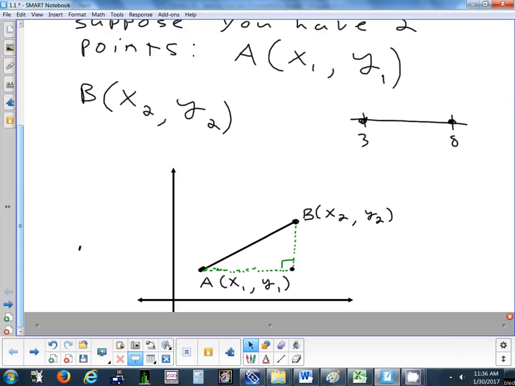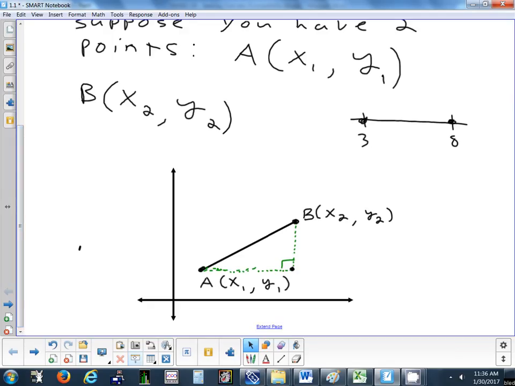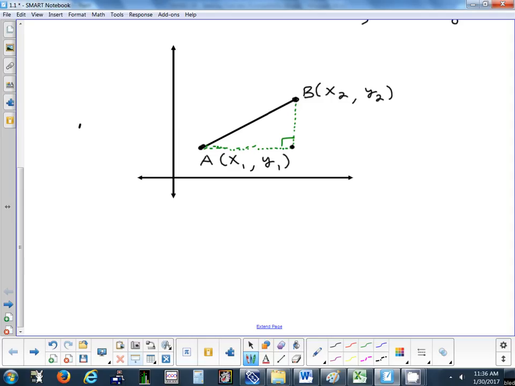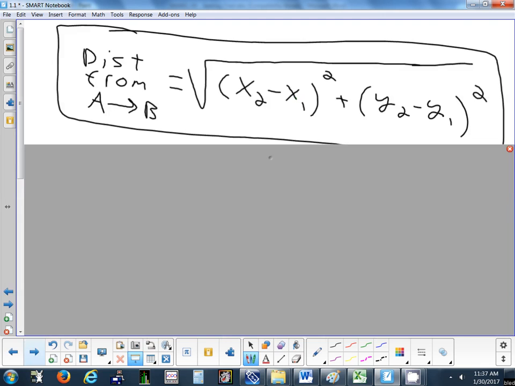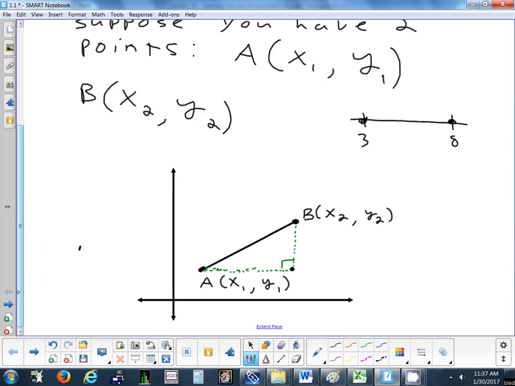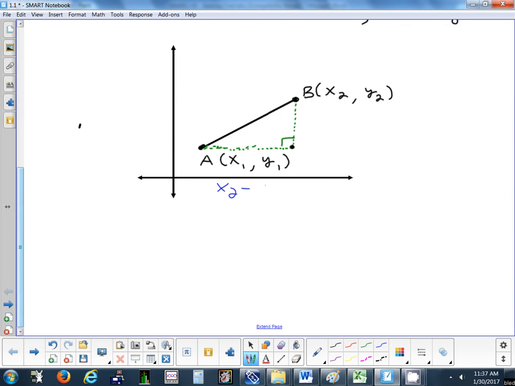Say the first x value was at 2 and the second x value was at 7. You'd subtract 7 minus 2, and that would give you the distance. So in this case, it would be x2 minus x1. Or you could do x1 minus x2. The order is not really going to matter. I'll do it as x2 minus x1. That's the length of the bottom side.